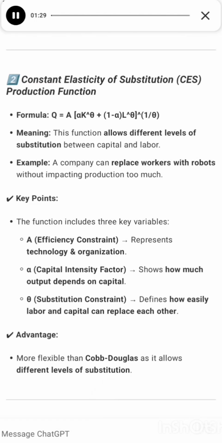Key points. The function includes 3 key variables. A, efficiency constant, represents technology and organization. Delta, capital intensity factor, shows how much output depends on capital. Rho, substitution constant, defines how easily labor and capital can replace each other. Advantage, more flexible than Cobb-Douglas as it allows different levels of substitution.